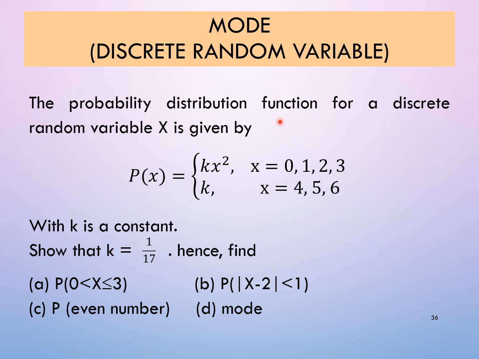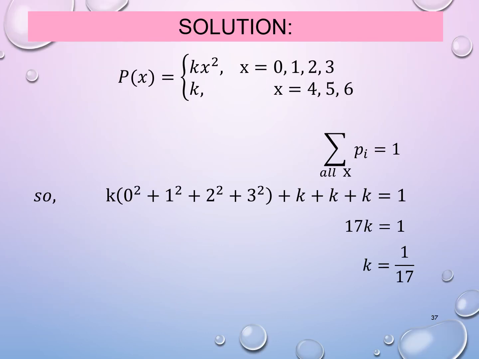The probability distribution function for a discrete random variable x is given by this. This is the PDF, for x values 0, 1, 2, 3 up until 6, with k a constant. This is k. Show that k equals 1 over 17. Hence, find this, and lastly find the mode. Solution. This is the given PDF.